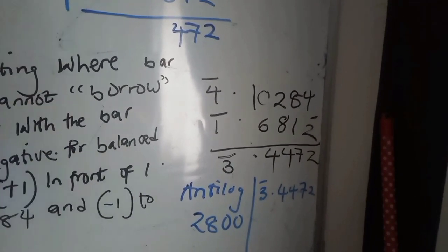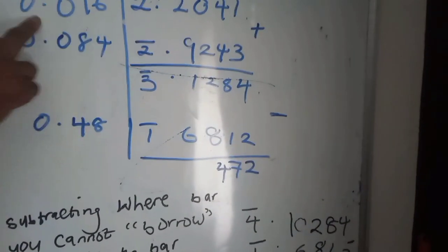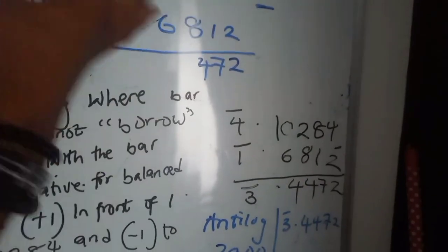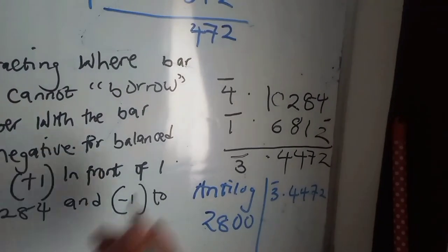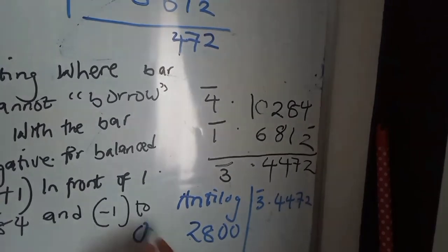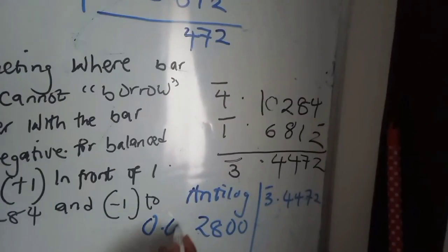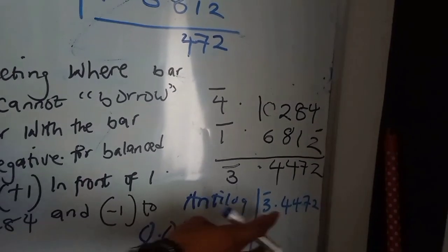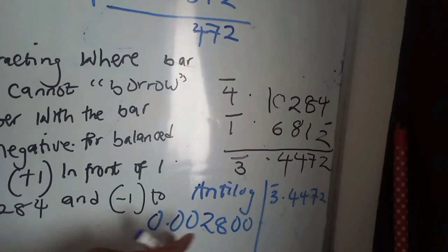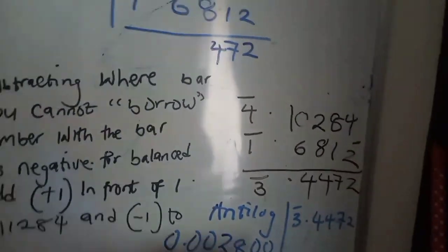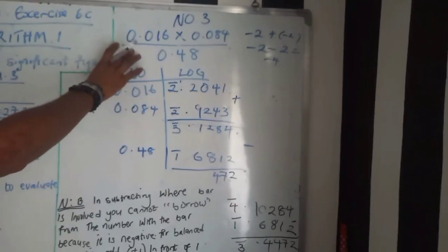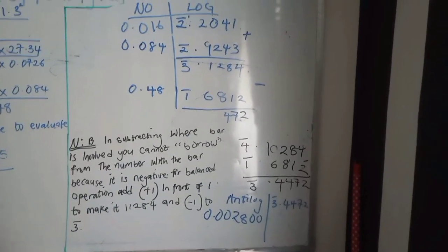Now, since it is bar 3, what does it mean? It means we have 2 zeros here that give us bar 2. So here now is bar 3, so 3 zeros. What will I do? I will say 0 decimal, 1, 2, 3. So I've added the zeros at this place. So my answer is 0.002800. This is my final answer. So it's very, very simple. Just kindly watch this video from the beginning to the end.